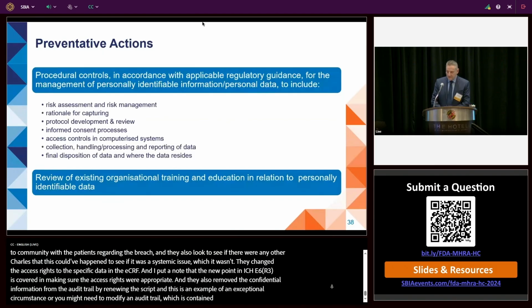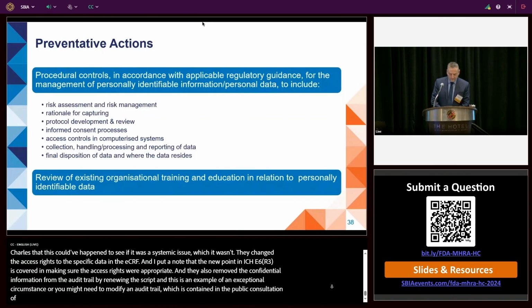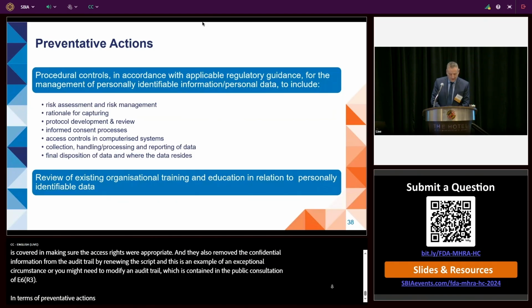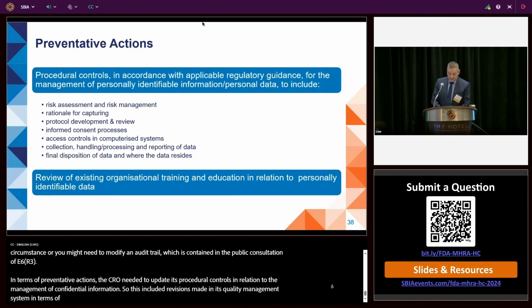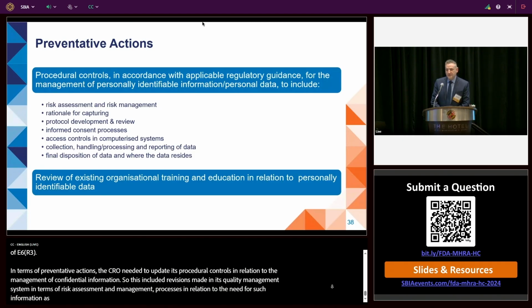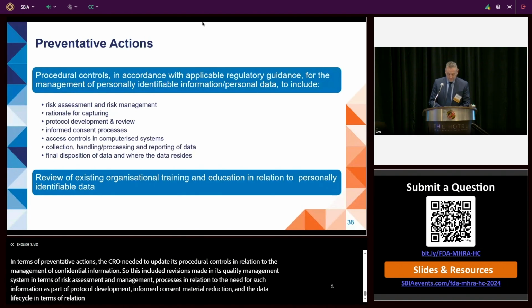In terms of preventative actions, the CRO needed to update its procedural controls in relation to the management of confidential information. So this included revisions made in its quality management system in terms of risk assessment and management processes in relation to the need for such information as part of protocol development, and informed consent materials production, and the data lifecycle in relation to confidential data. And of course, making sure that everybody is trained in all these procedures as well.